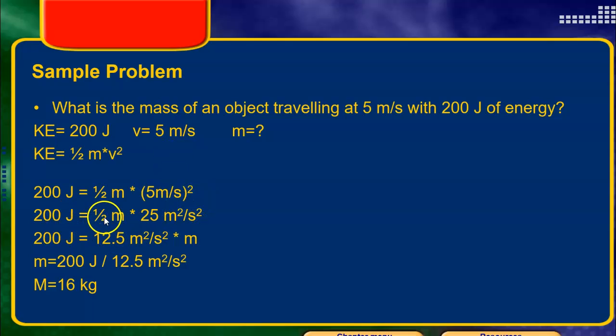So 200 is equal to 1/2 times the mass times 5 squared, which is 25. Meters squared per second squared are the units. So on the right side, 1/2 of 25 is 12.5. To get m by itself, we have to divide both sides by 12.5. So 200 joules divided by 12.5 meters squared per second squared gets us a mass of 16 kilograms.